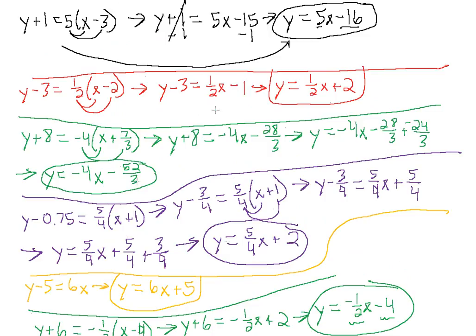And we just want to get some practice in converting. If we're given something in point-slope form, we want to convert it into slope-intercept form. It's a little easier to deal with sometimes.